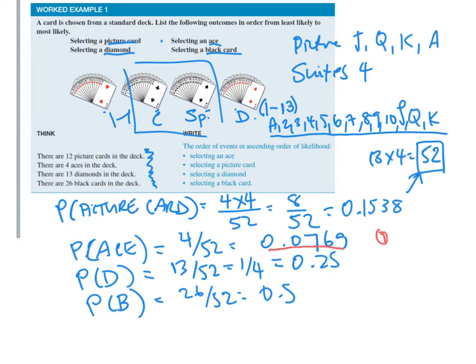So that's the smallest, and then they said a picture card, and our picture card was 0.15, so that's our second highest. And they've got diamonds, which is 0.25, which is the next highest, and 0.5 is the most likely. So you're most likely to select a black card. So just by doing this activity here, I wanted to show you how to calculate probabilities from cards.